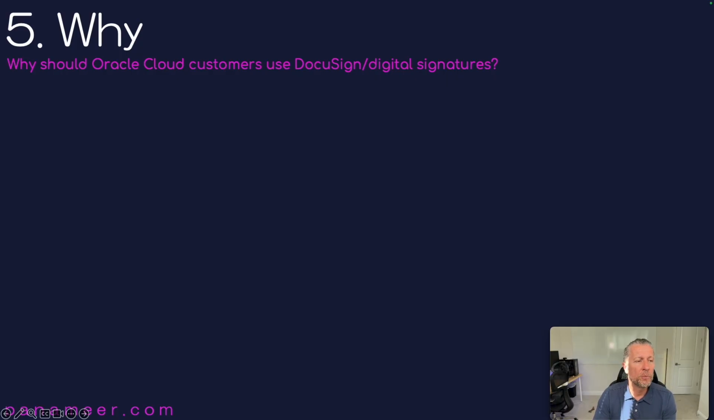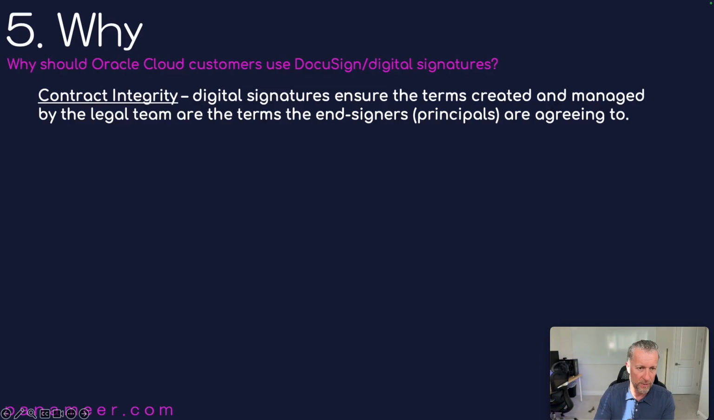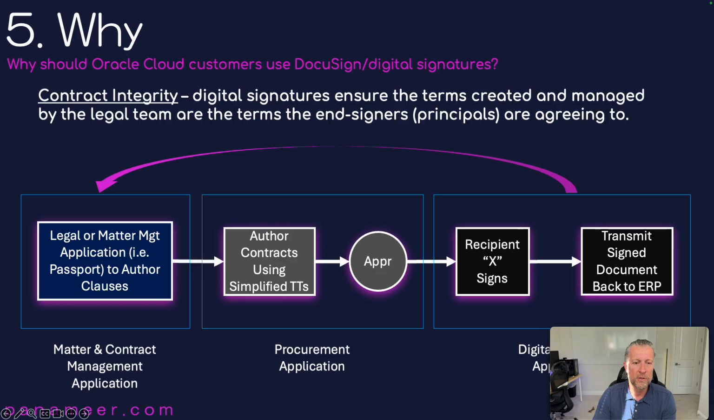Okay, slide 5, really important. Why should Oracle Cloud customers use DocuSign, or at least some digital signature? I don't mean to harp here, but DocuSign has the integration that we talked about, and this is why it's important. Contract integrity. Digital signatures ensure the terms created and managed by the legal department, think slide 2, are the terms the end signer's principals are agreeing to. So let's give you just a simpler version of that graphic I showed before, where these things that we're signing for on one end are the exact terms, unless we've agreed to their modification, that legal put in.